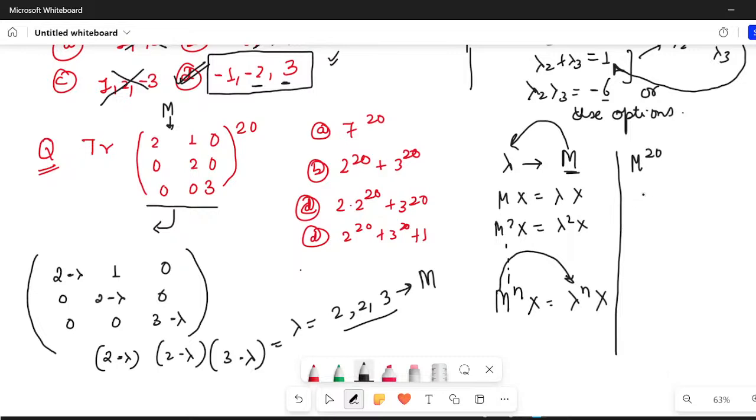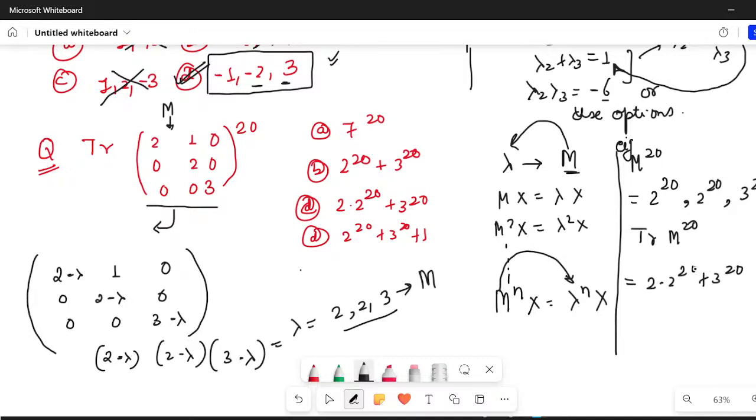So the eigenvalues of M raised to power 20, I'm writing eig. If you have used MATLAB, there you give this kind of eig of M20. What would be eig M20? This would be 2 raised to power 20, 2 raised to power 20, and then 3 raised to power 20. Are you getting my point? I told you now, if lambda is an eigenvalue for M, then lambda raised to power n will be the eigenvalue for M raised to power n. So now if I want to find the trace of M raised to power 20, I'll get 2 into 2 raised to power 20 plus 3 raised to power 20.